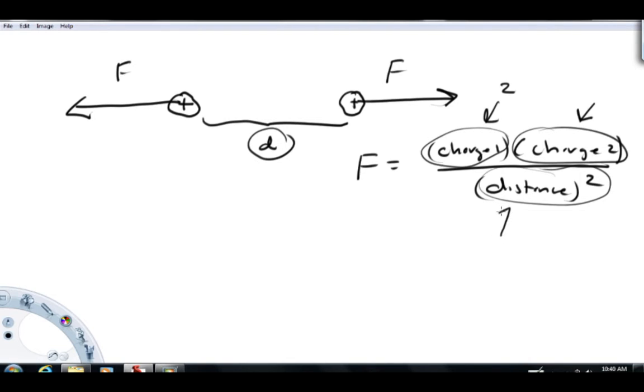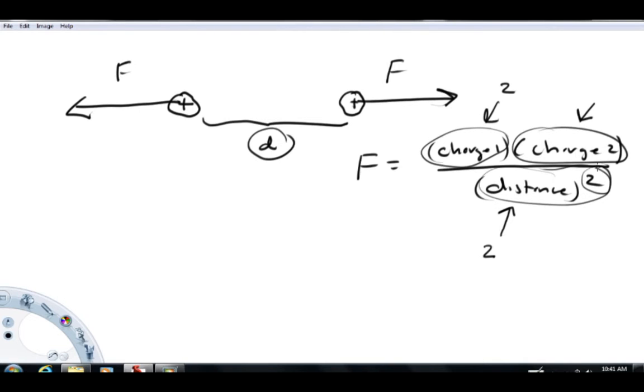However, if I were to take the distance and double that, well, for starters, because the distance is in the bottom of the equation, the force gets smaller, not larger. And because it's being squared, the force actually would change by a factor of 4. So I'm only going through this to talk about the qualitative or conceptual relationship between the force, charge, and distance.